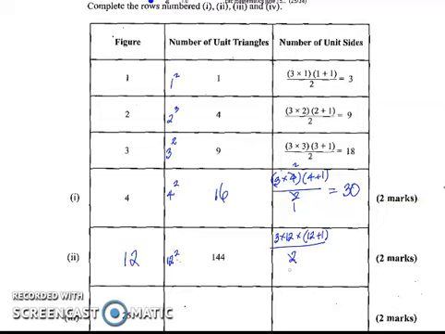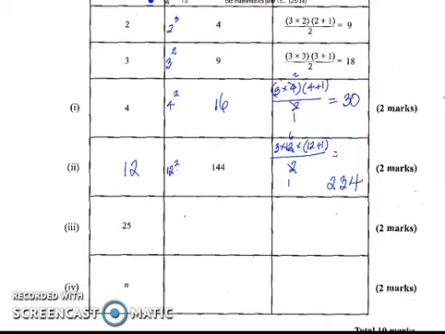So again, 2 can go into 12 6 times. So this is 18. 3 sixes are 18. 18 multiplied by 13. Let me do that very quickly. And the answer there is 234. So this is 234 unit sides.